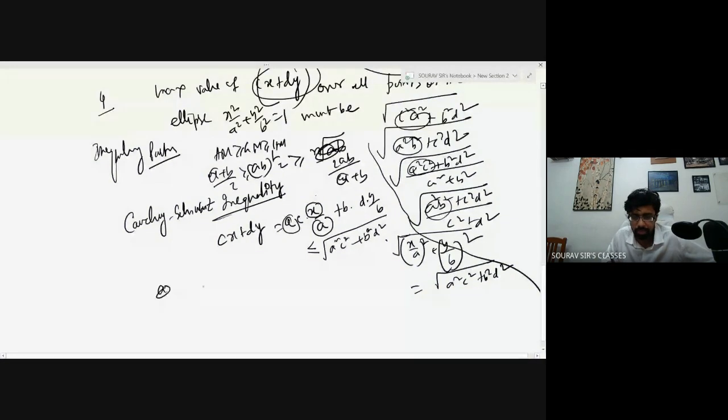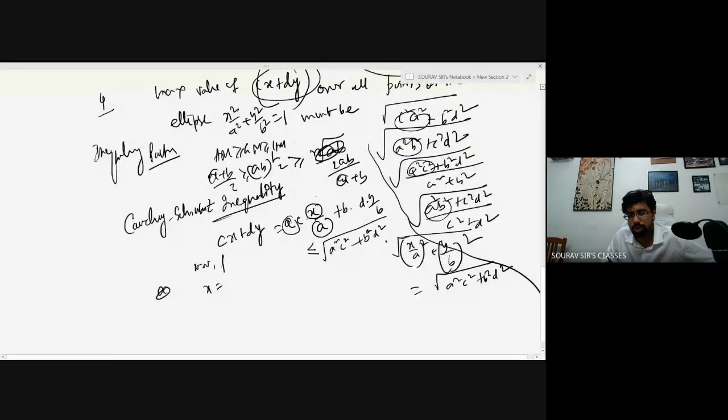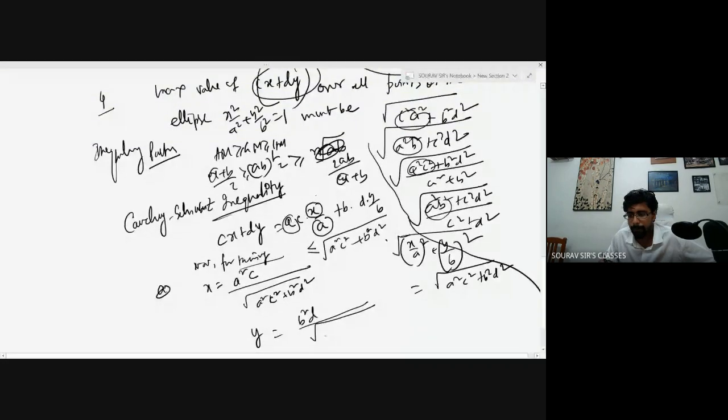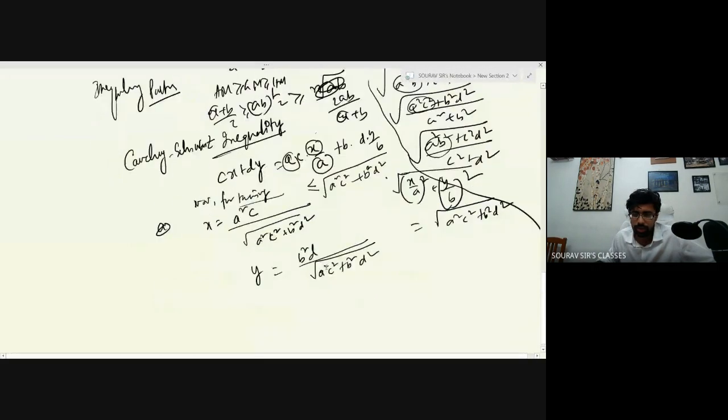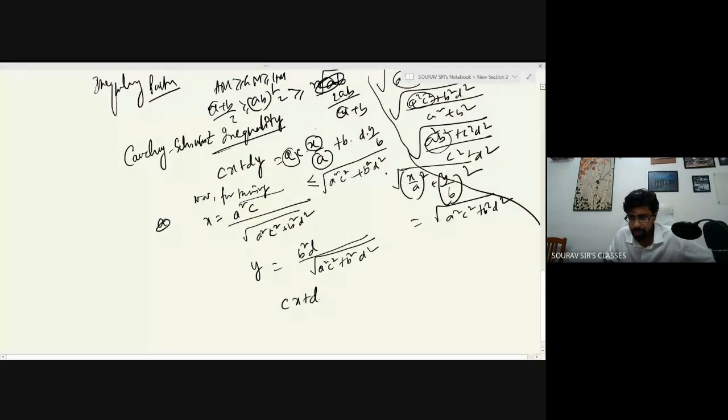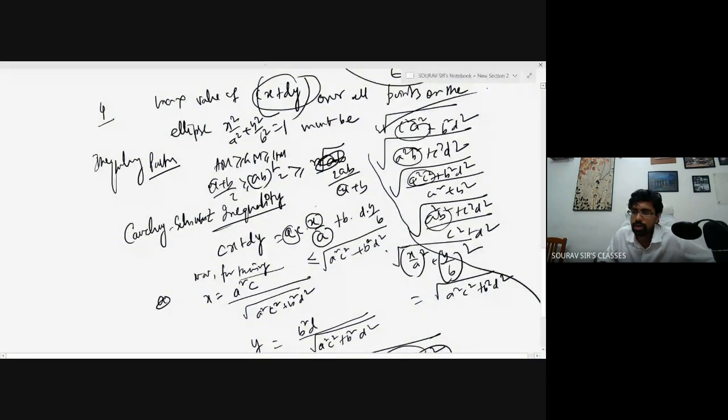Again, if we take x equal to a square c divided by root over a square c square plus b square d square, and y equal to b square d by root over a square c square plus b square d square, okay, if we take this, then cx plus dy from this we can write root over a square c square plus b square d square. So the maximum possible value is this thing, that is option number A. See, these questions were not at all tough, but how the approach is, that is very important.